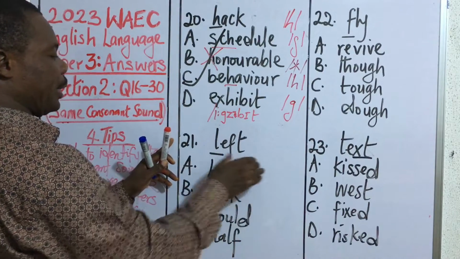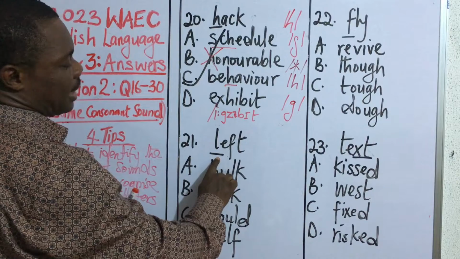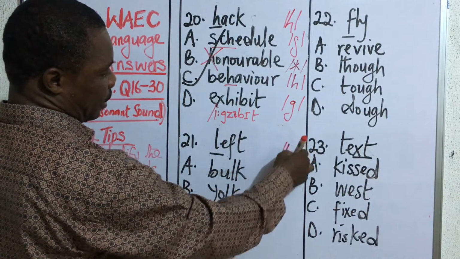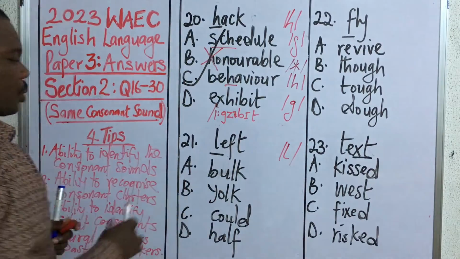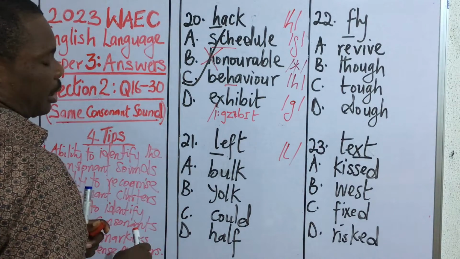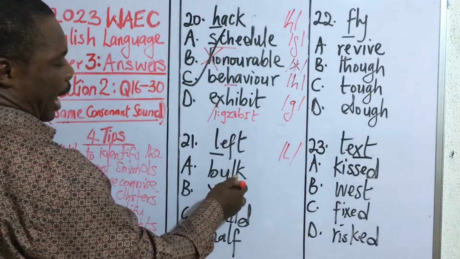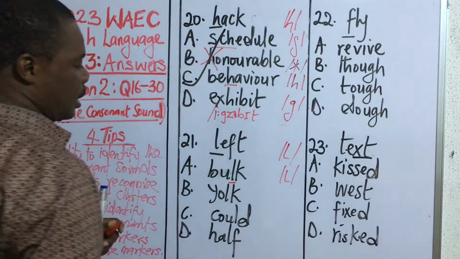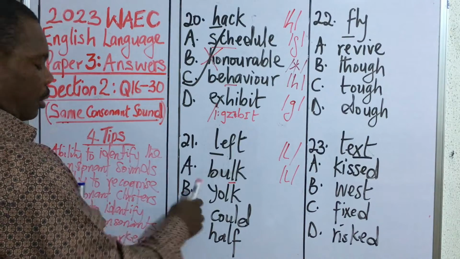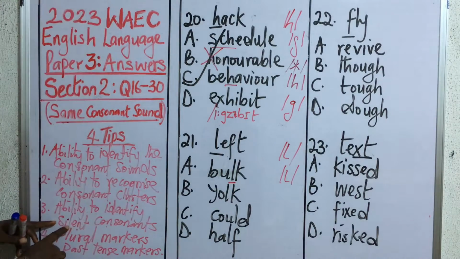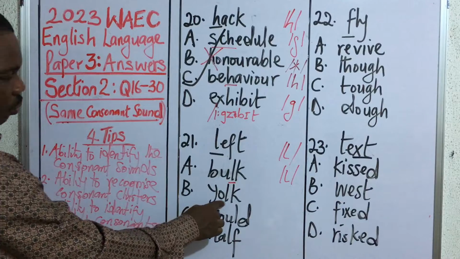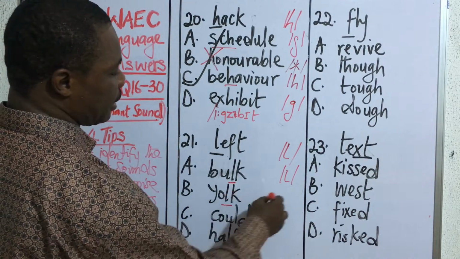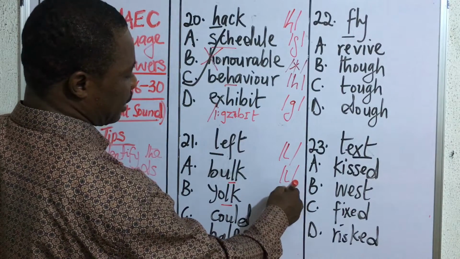Question 21, left. The sound that is underlined here is represented by the consonant L. Okay? So what about this option? Here you have bulk. So L is pronounced here. Then here you have yoke. Remember your silent consonant, yoke. L is not pronounced here. So here the L is silent.